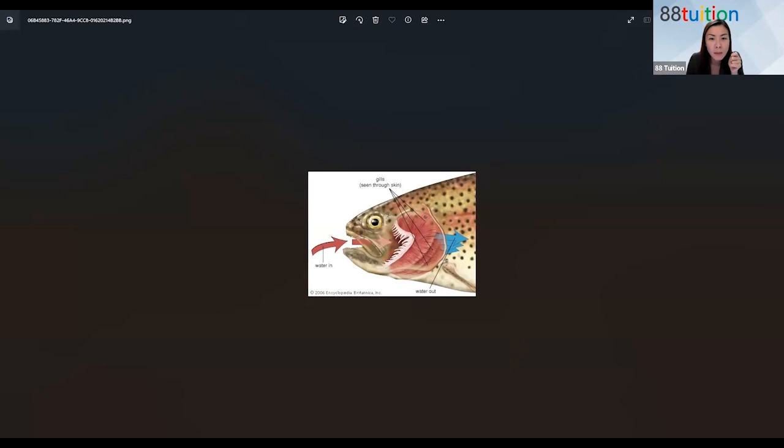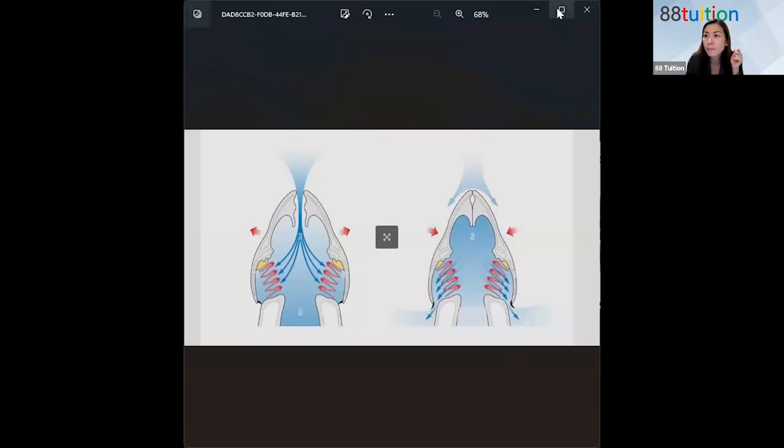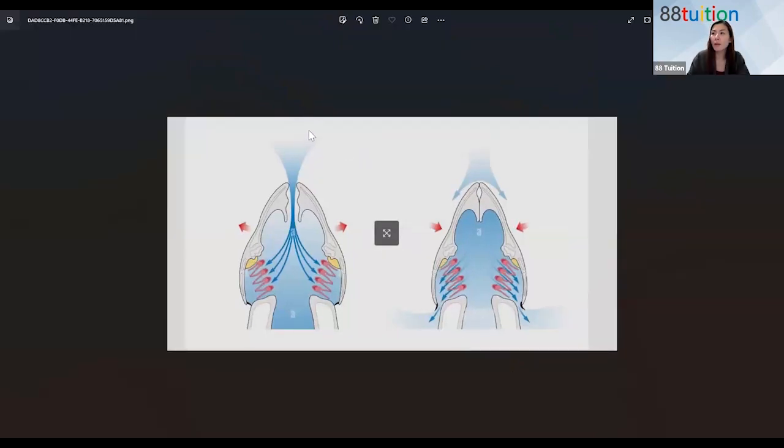Hold on, let me just... Okay, not sure whether you all can see. I'm going to share one more. This is from Dan. Yeah, this is also very good. Can you all see? So the water enters and then will leave via the gill cover. And he has even two, no?